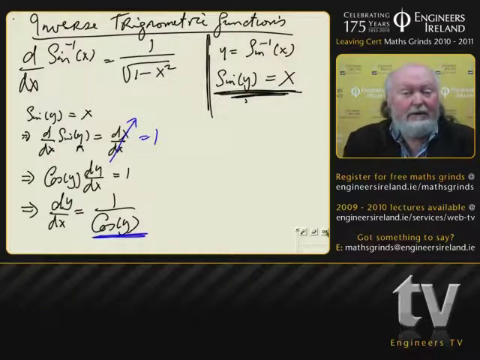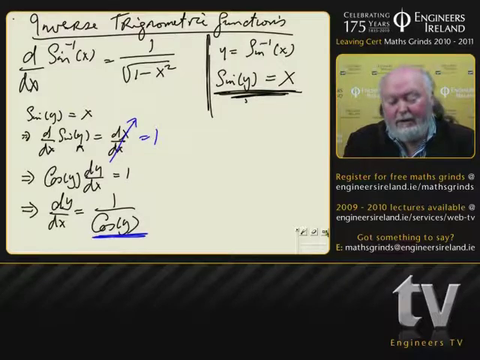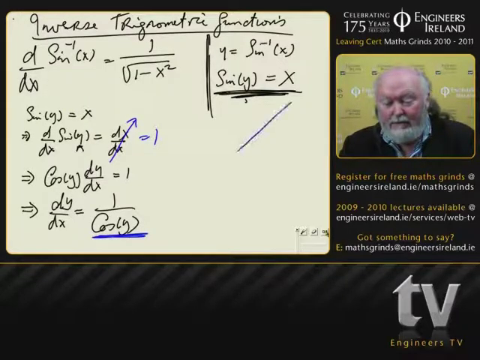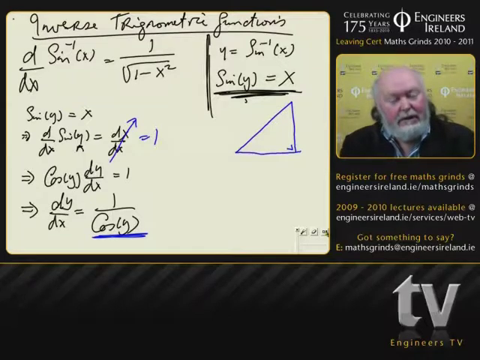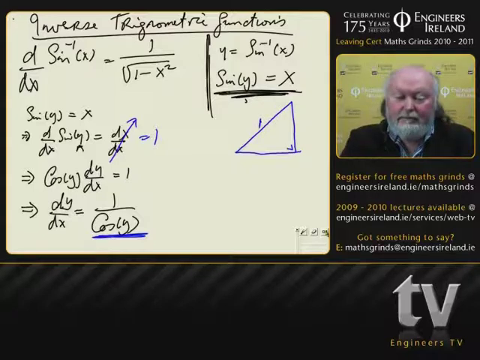We haven't an idea what cos y is though, so we have to go hunting for it. And what we do is naturally set up a right angle triangle, and we're going to appeal to our Pythagoras. It's a very particular right angle triangle because it's the one that belongs to the unit circle.